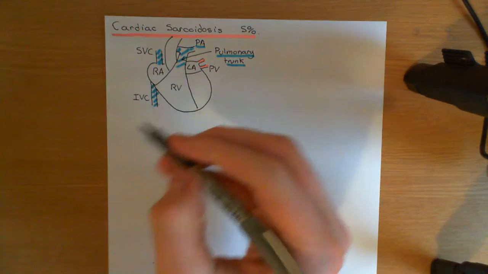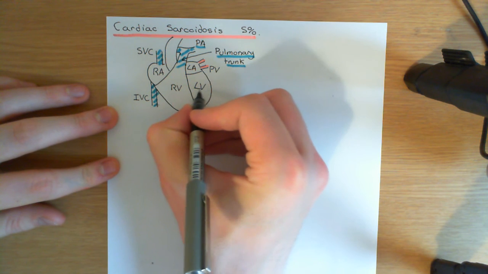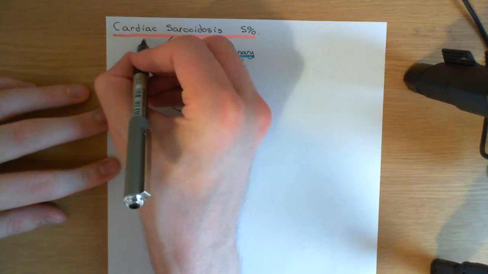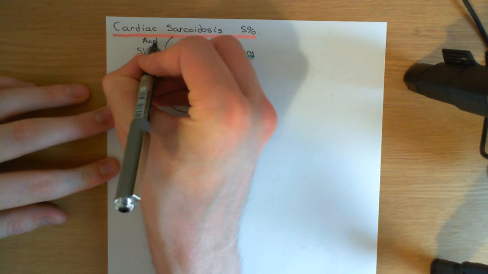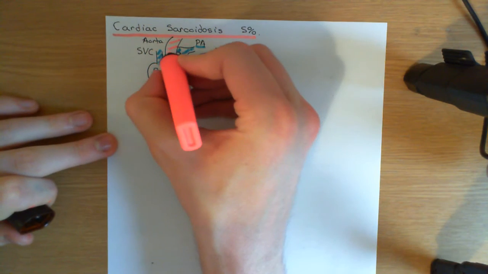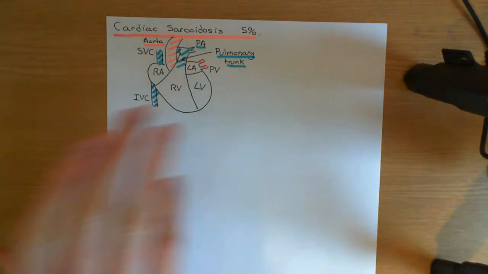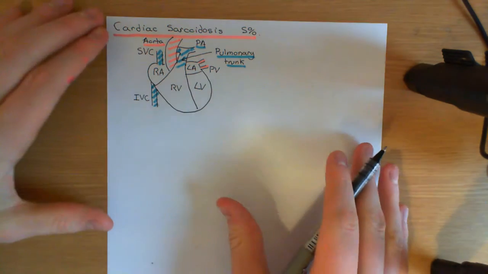And then from the left atrium the blood will go into the left ventricle here, and then the left ventricle will eject the blood into the aorta here. Okay, and of course that will be oxygenated blood as well, so I'll colour that blood vessel in red. Okay, so there's a basic picture of the anatomy of the heart.